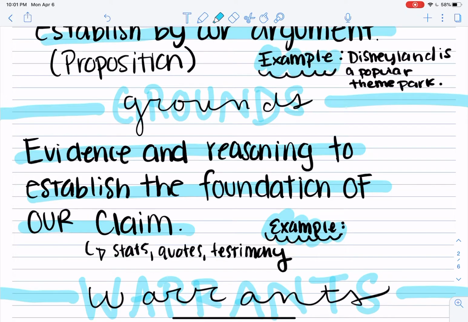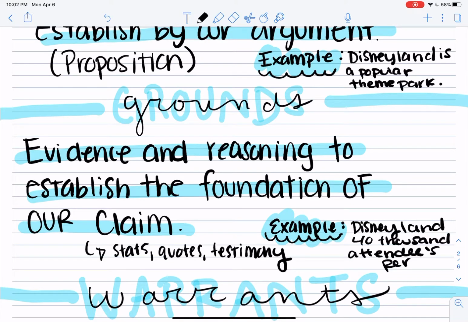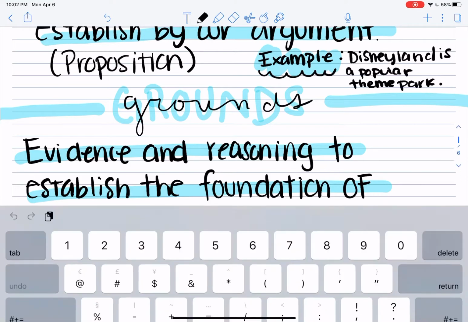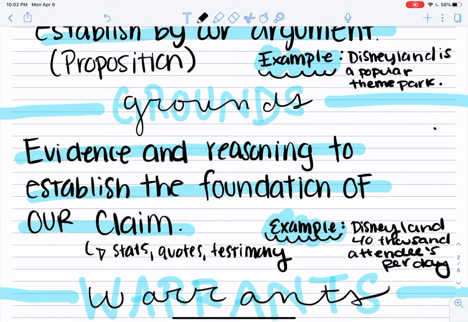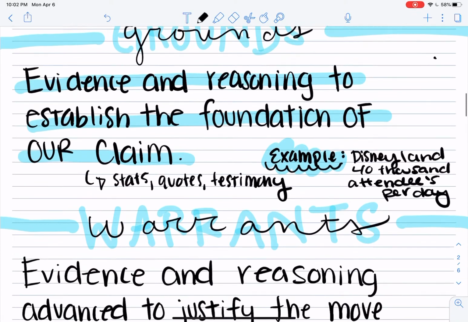So going back to that Disneyland example, Disneyland is a popular theme park. An example for the grounds could be Disneyland has over 40,000 attendees per day. Now, of course, I'm going to want to specifically cite where I got this source from. This is just an example to demonstrate this is my supporting evidence to support the claim that I'm making. So Disneyland has over 40,000 attendees per day. That's my grounds.